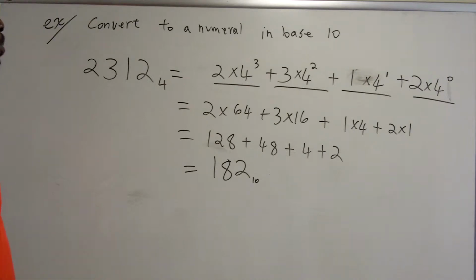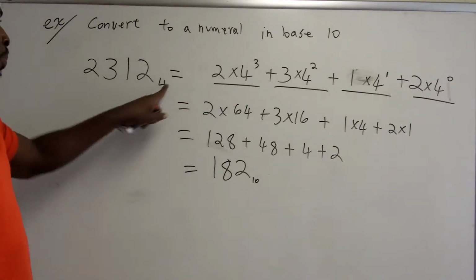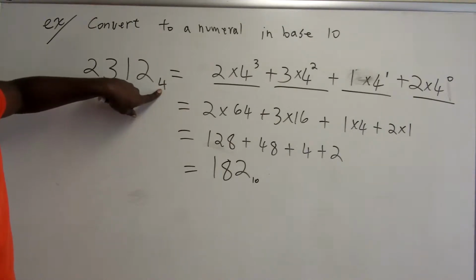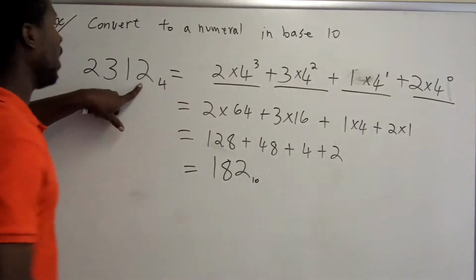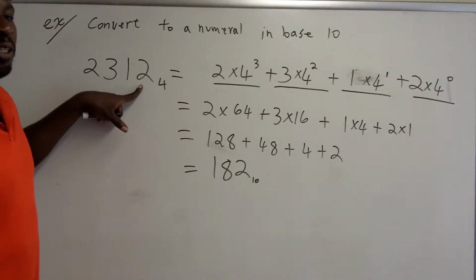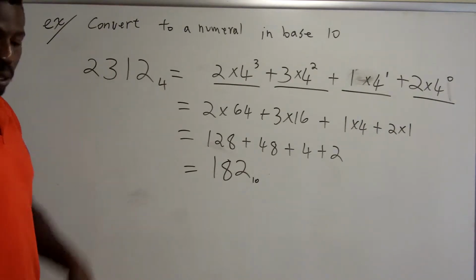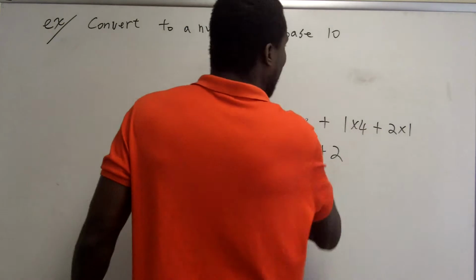We did something very similar to this on the last video. You look at each place value, and remember, the place values are just powers of that base. Then you multiply the corresponding number in that place value by the value of the place value itself and add them all up.